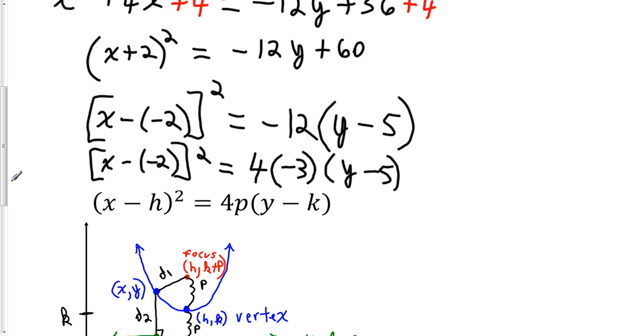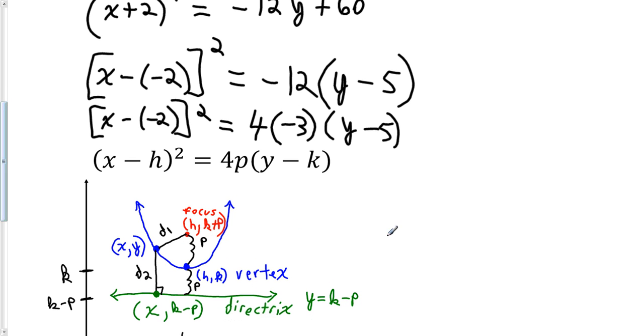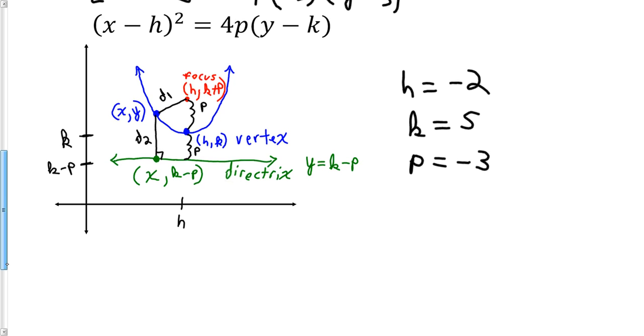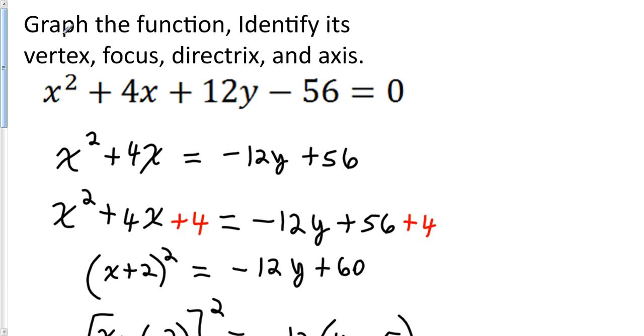So now I have enough information to identify all the parts that I need. I know that h is equal to negative 2, because it's x minus h. I know k is equal to 5, because this is y minus k, and I know p is equal to negative 3. So I have my values of h, k, and p. Now I can do everything it asked me for. I'm going to do the graph last. Let's focus on the vertex, the focus, the directrix, and the axis.